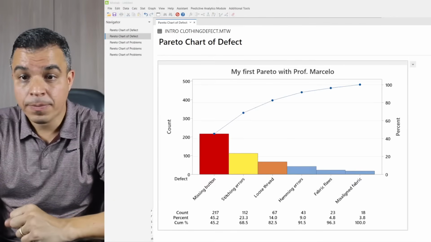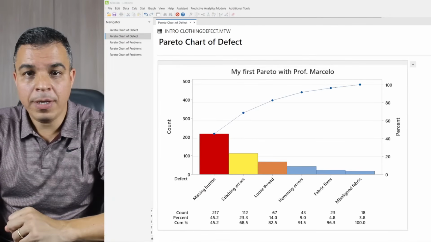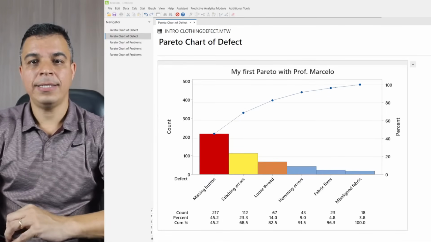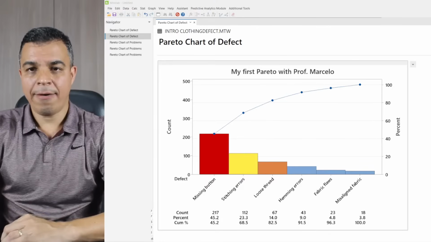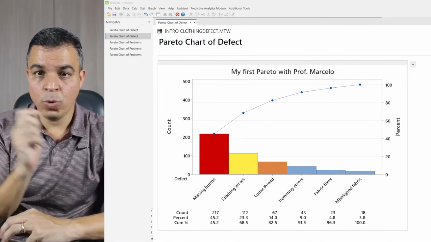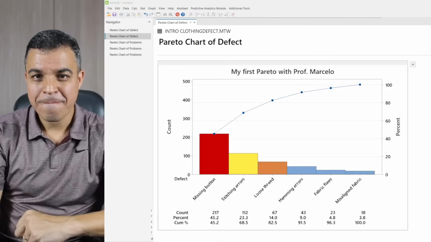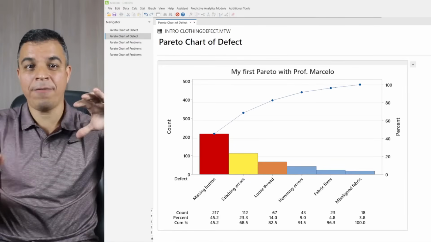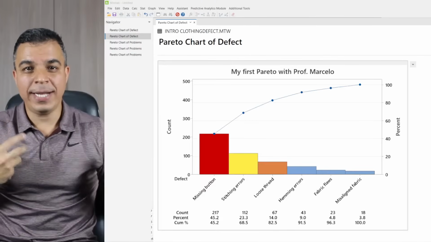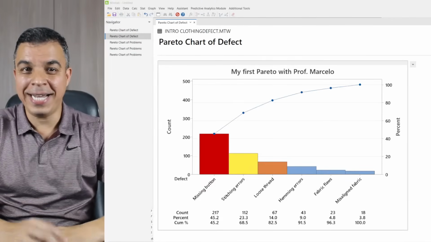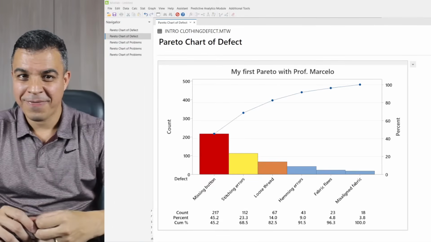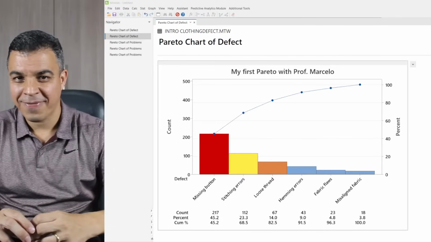Great question. I have something to tell you. In this case, do we have an 80-20 Pareto? Do we have 80% of the effects concentrated in 20% of the items? Yes or no?